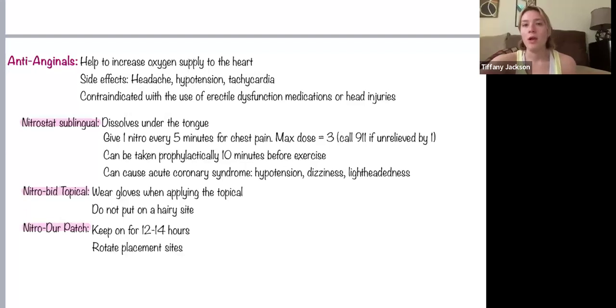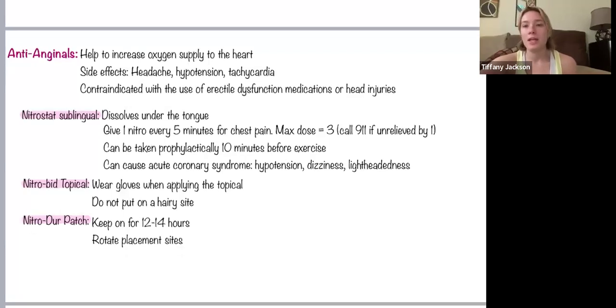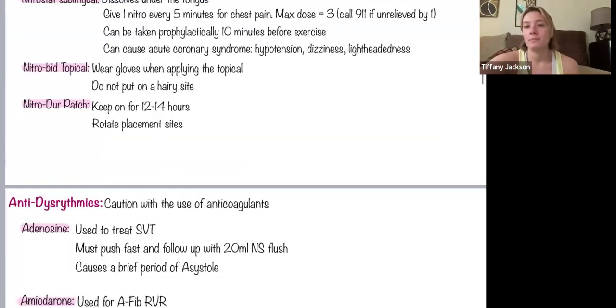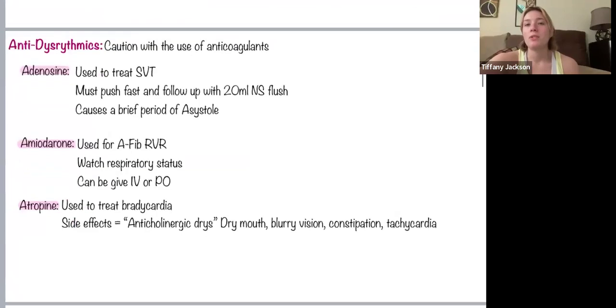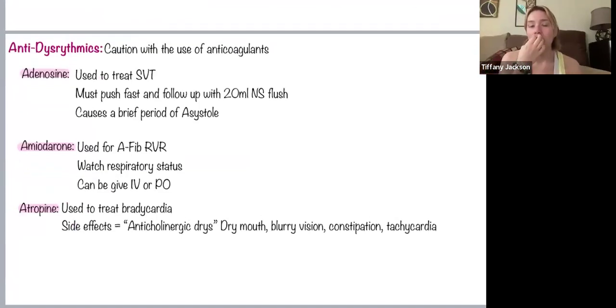Okay. The topical is a cream. It's important that we wear gloves when applying this topical cream and we avoid a hairy site. Up next, we have the patch that stays on for 12 to 14 hours, and we just rotate sites every time. Alrighty, these are our most common antidysrhythmic medications.